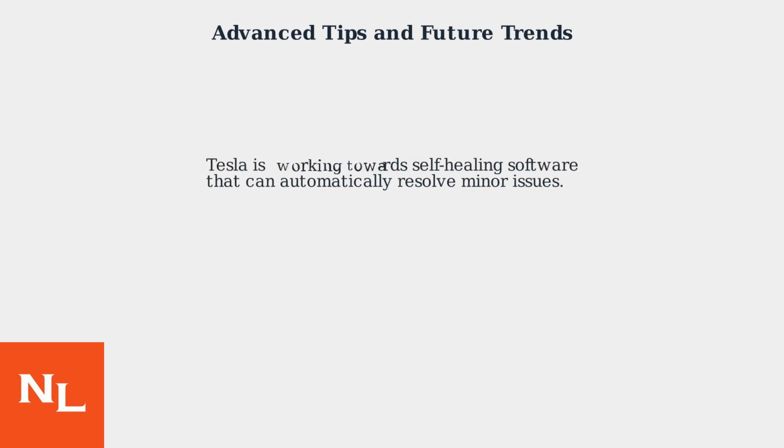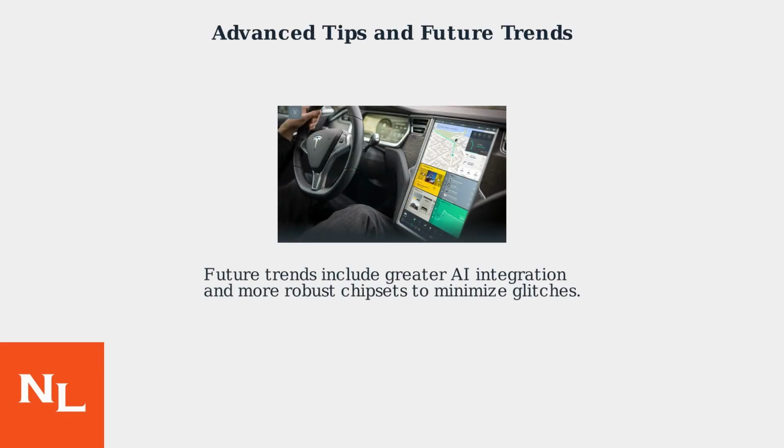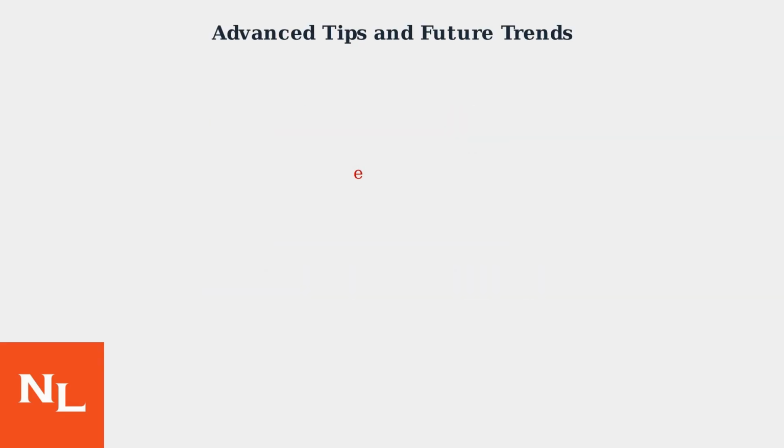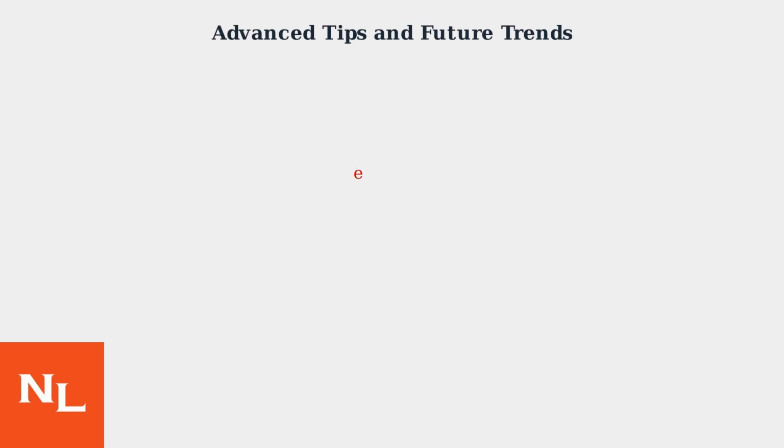While resets are a useful temporary fix, Tesla is working towards self-healing software that can automatically resolve minor issues. Future trends include greater AI integration and more robust chipsets to minimize glitches. Keep your Tesla software up to date to ensure the most stable and user-friendly experience. Remember, if resets become frequent, contact Tesla service.